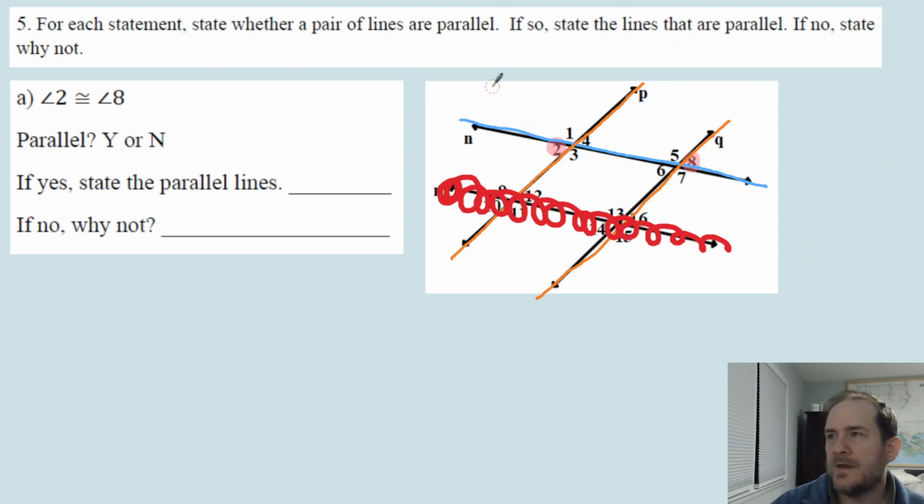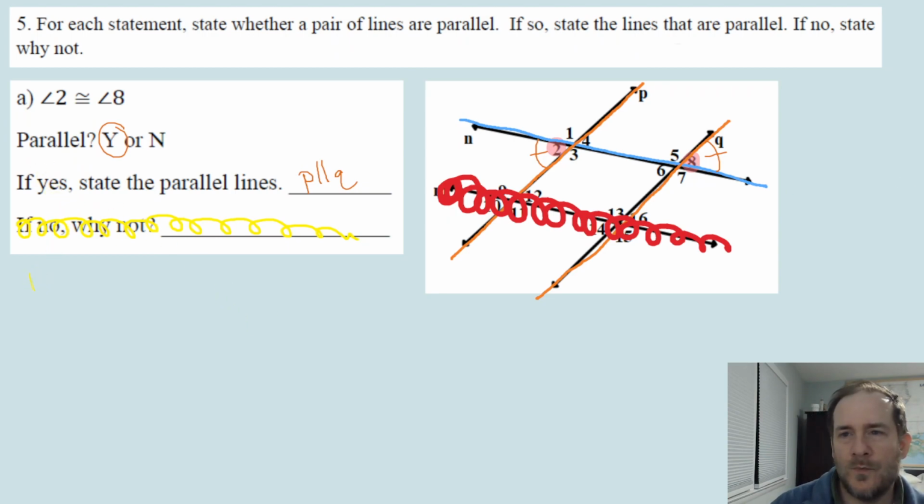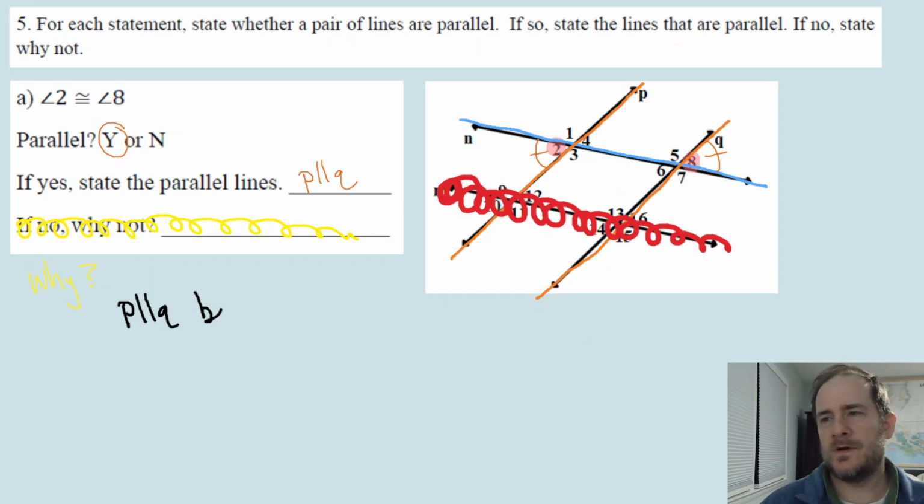So what's happening? Angle 2 and angle 8 are alternate exteriors. And it says they are congruent? Oh, that definitely makes us parallel then. If yes, state your parallel lines, P and Q. P is parallel to Q. It says if no, why not? But nobody wants that. Also because it's not a no. A better thing that you might want to spend a minute on is why? Like, why are the lines parallel? And the answer to why the lines are parallel is P is parallel to Q because the alternate exterior angles are congruent.